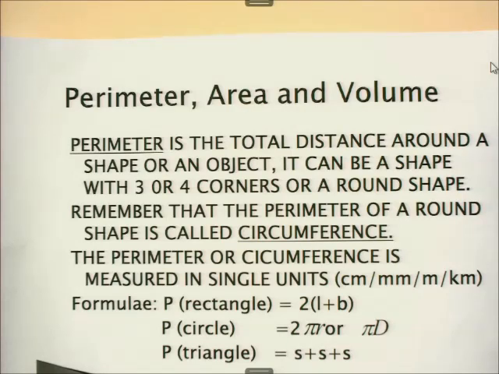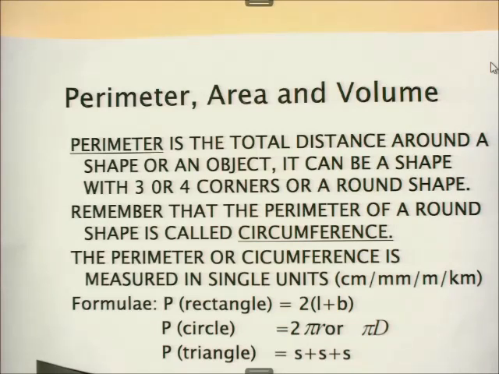Now, what you need to know again is the formulas that are related to perimeter or circumference. If you are to calculate the perimeter of a rectangle, you need to know that it is calculated as P equals 2 into length plus breadth. That's the perimeter of a rectangular shape or of a square.